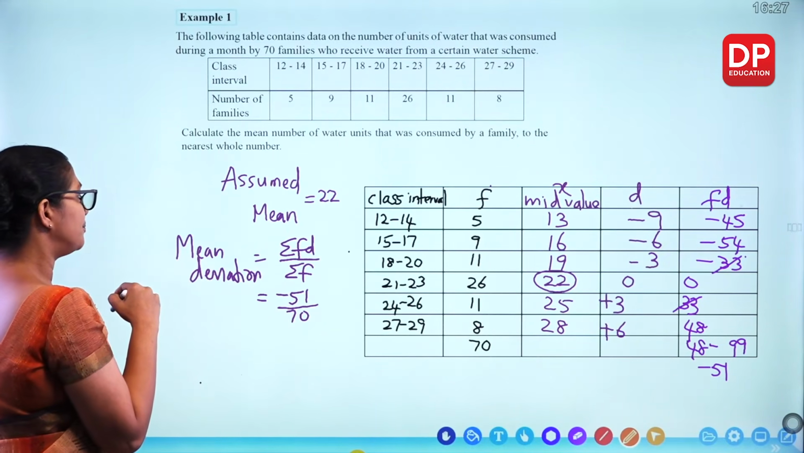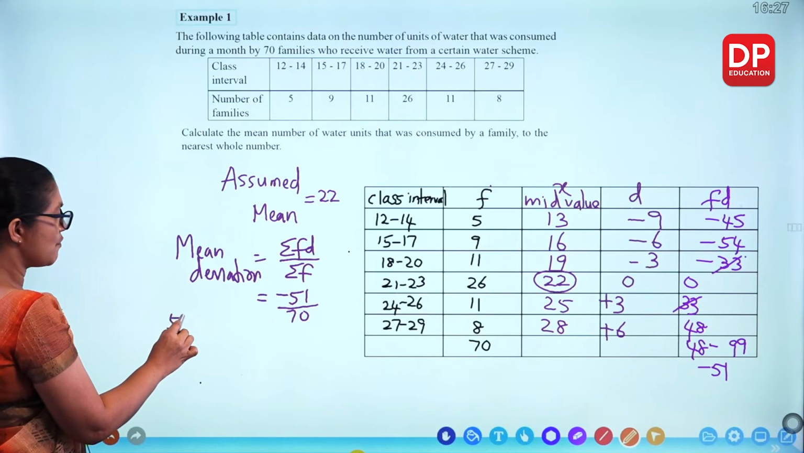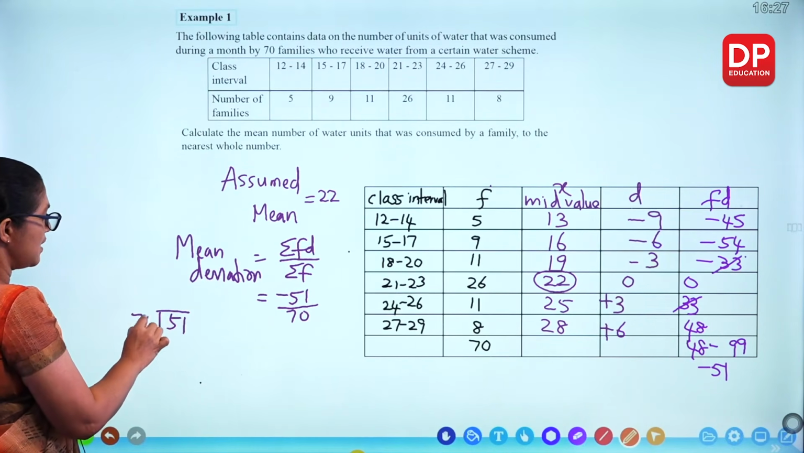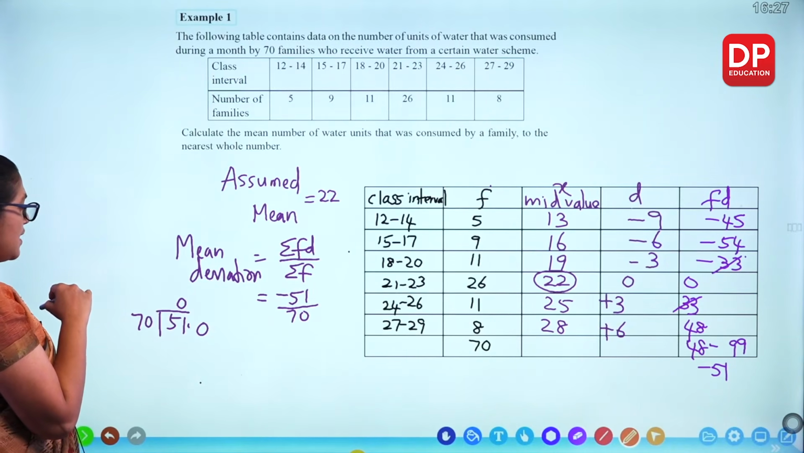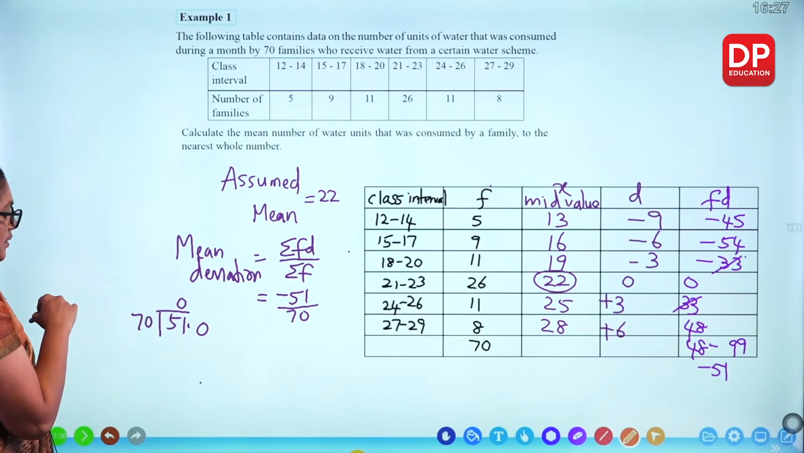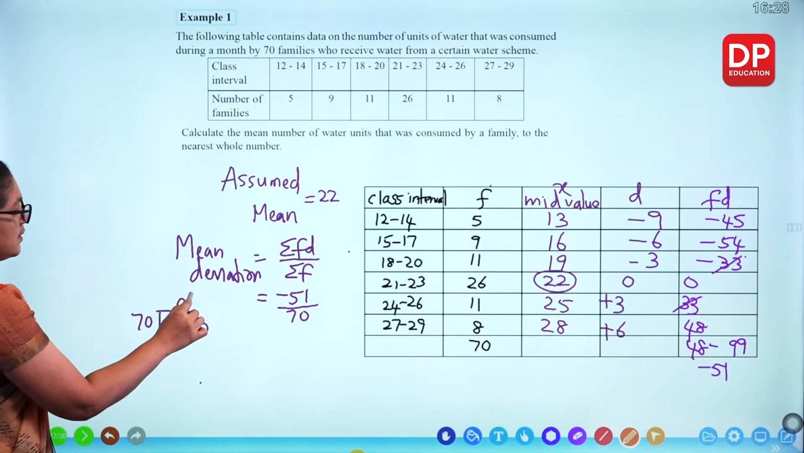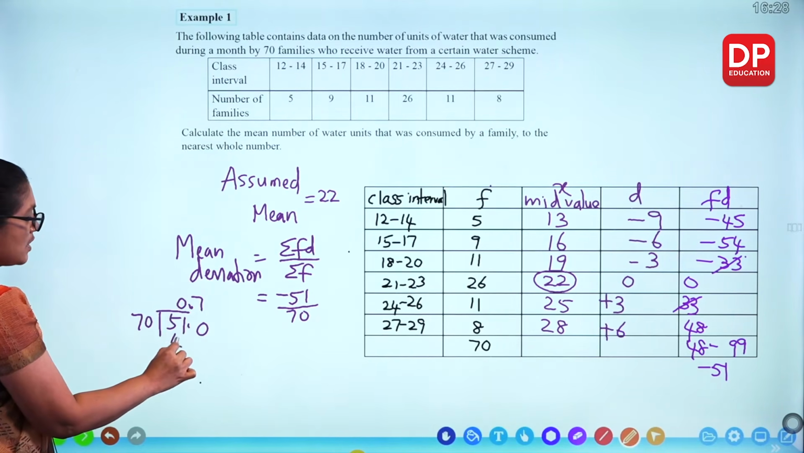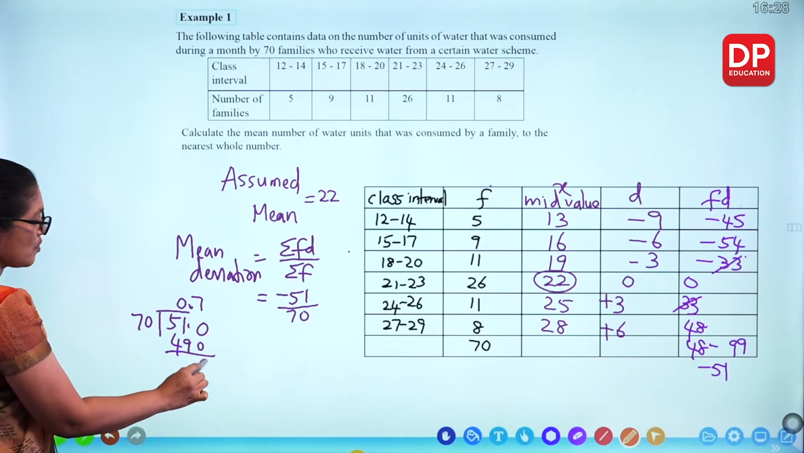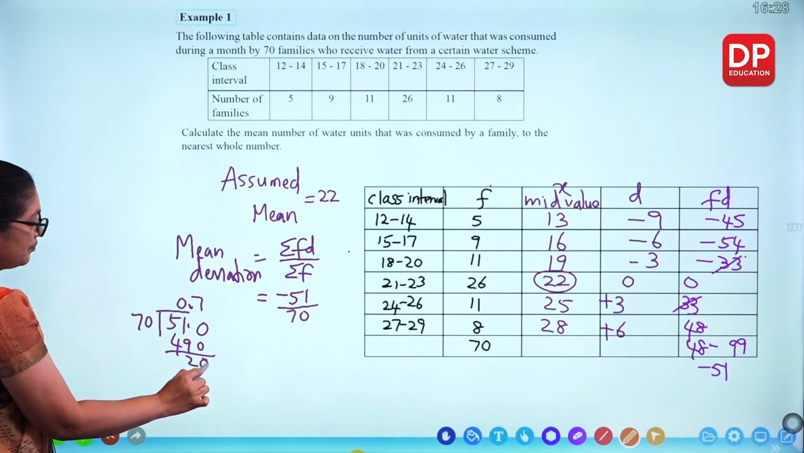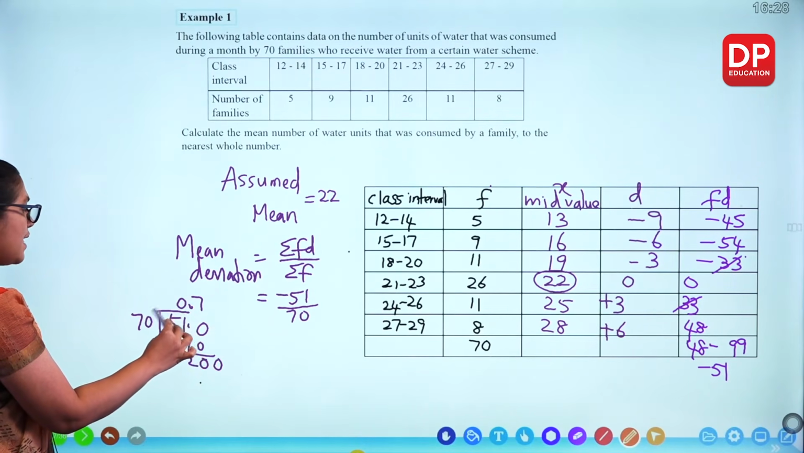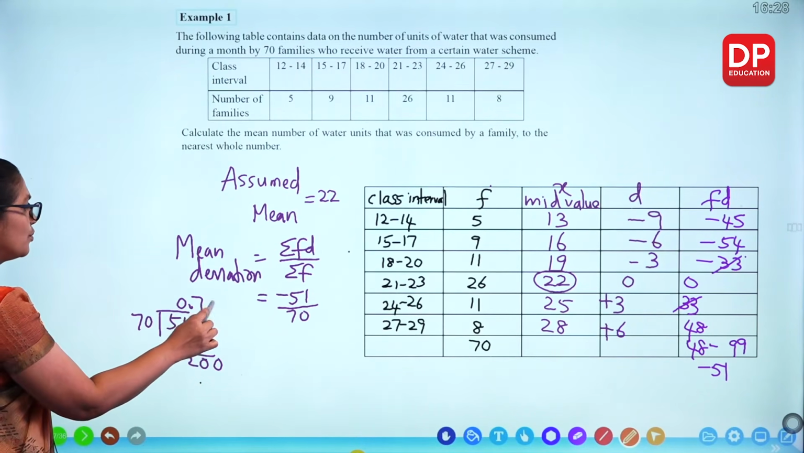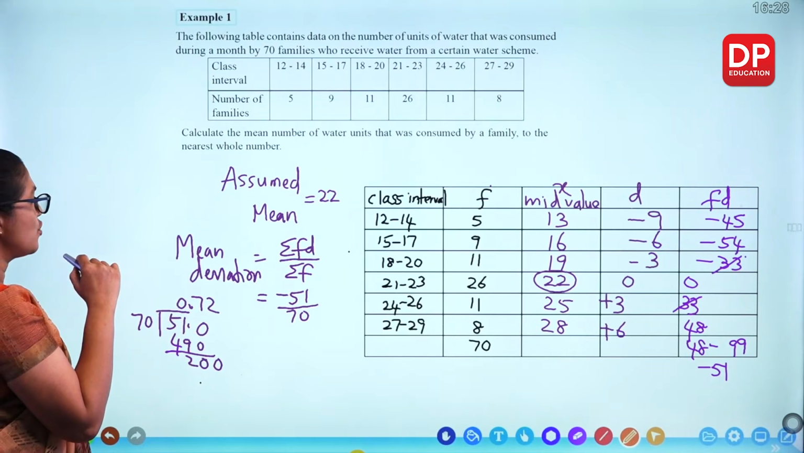What's the value? 51 over 70, 0. For 510, this is like 7, 49. So you get 20. For 200, that's 2. So 0.72.